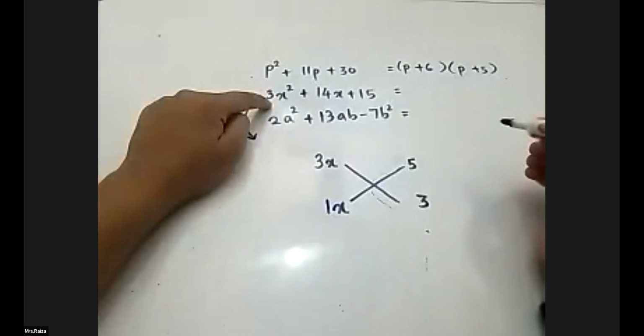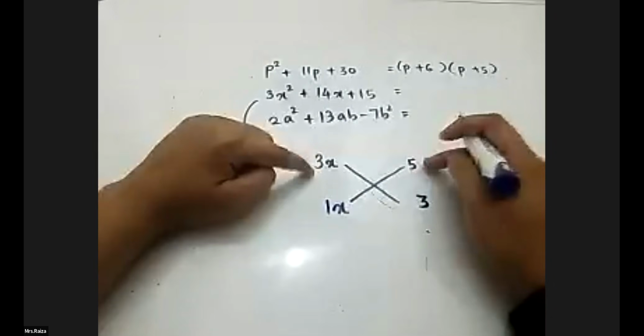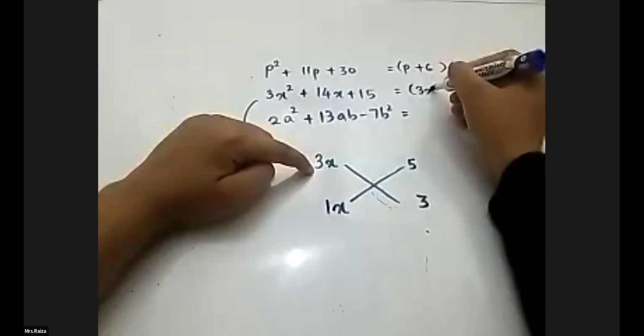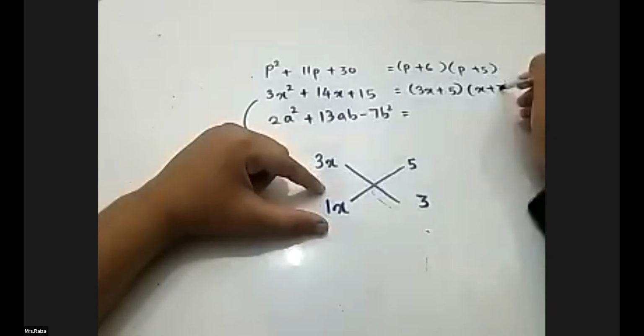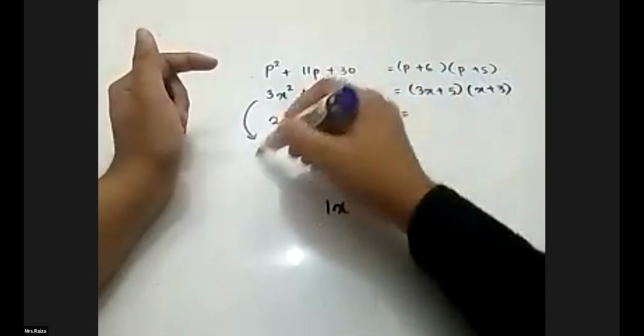How do you take the factors here? These two are one factor: 3x plus 5. This is one factor. x plus 3 is another factor. Now let me do this and show you.